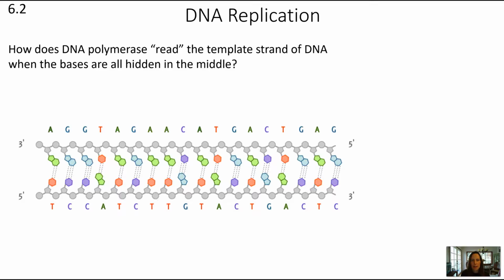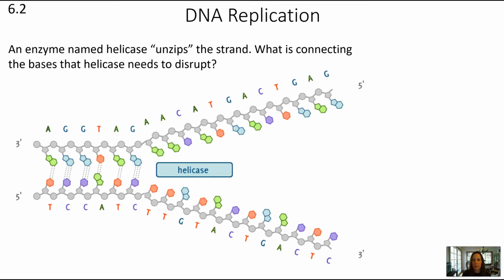So we said that DNA polymerase is what reads the template strand and what adds those new nucleotides, but how can it read it if all the bases are hidden in the middle of that DNA double helix? This is where we have an unzipping enzyme. So that's called helicase. So an enzyme named helicase unzips the strand.